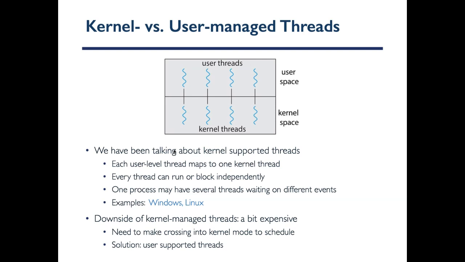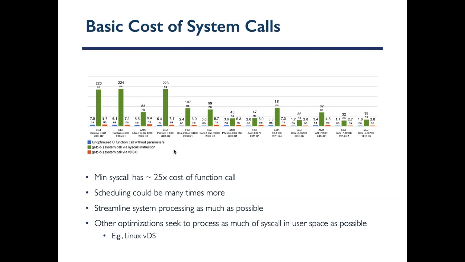The downside, though, is that this is a little bit expensive. To give you an idea, every time you're yielding, every time you're context switching, every time you're creating a new thread, every time you exit a thread, you're actually calling a system call. And system calls are really expensive compared to just a usual function call that you do inside user space. System calls are extremely expensive.